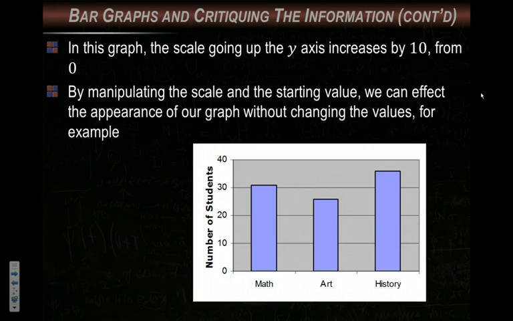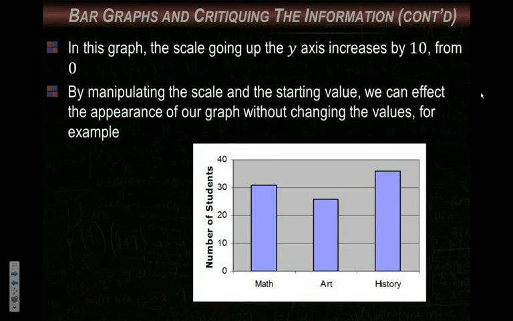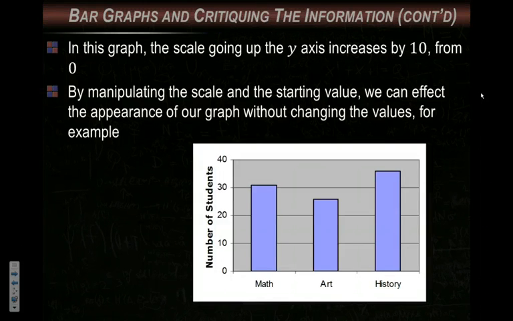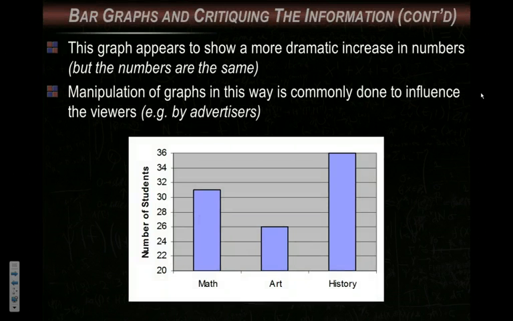When you look at this graph, initially it looks like they're very close in numbers. But by just manipulating the scale slightly in the second graph, it looks like there's radically more people in history than in art class. But really, all I've done in this graph is, one, change the scale. So rather than go up by tens like the previous graph did, this graph goes up by 2s, 22, 24, 26. And the other thing I changed is that in the previous graph, I started my y-axis at 0, and then it goes up from there. Whereas with this graph, I started at 20.